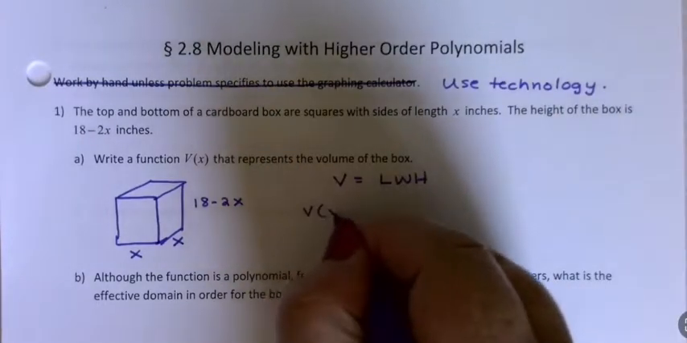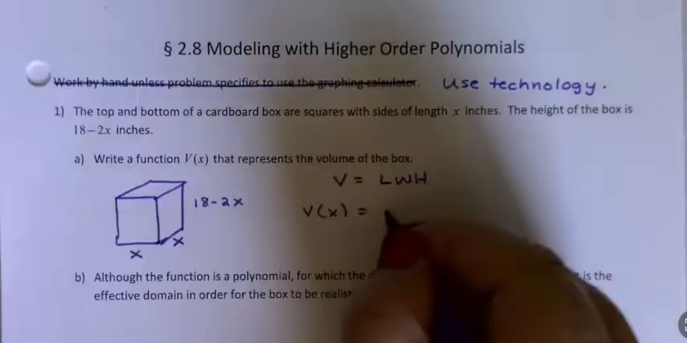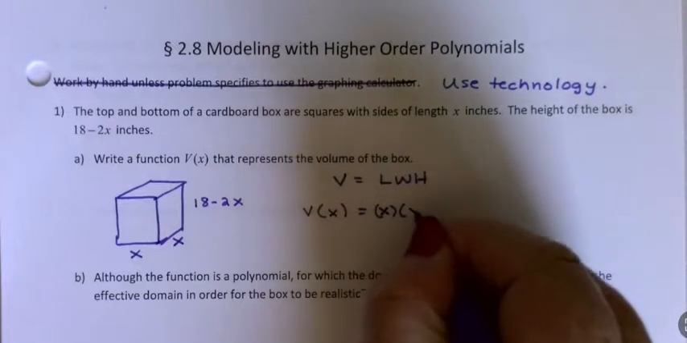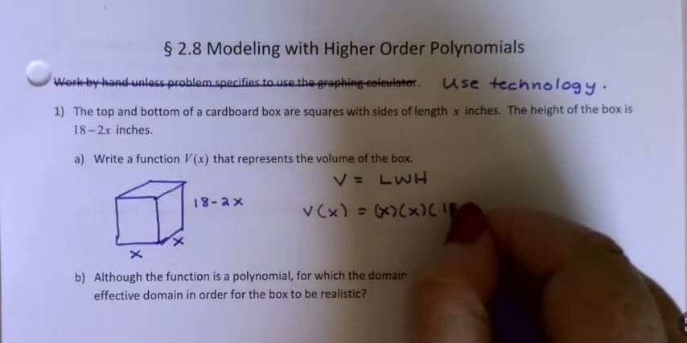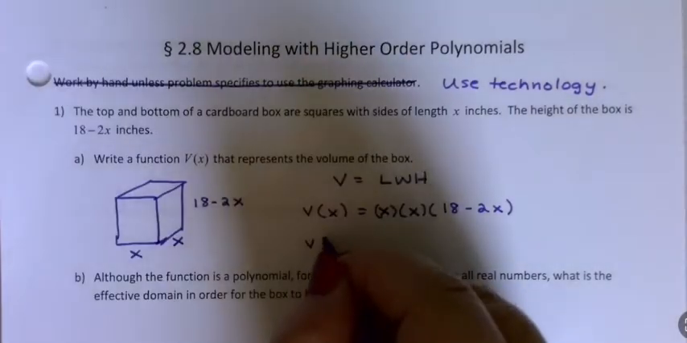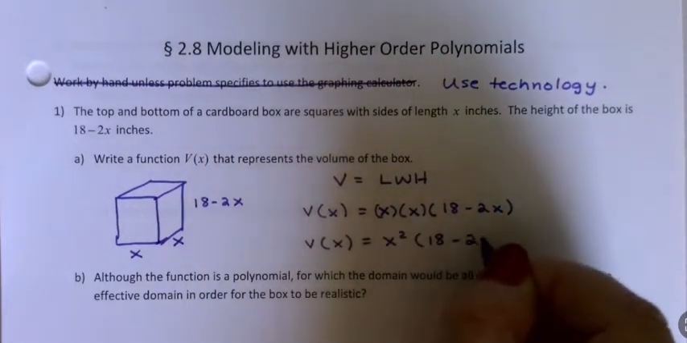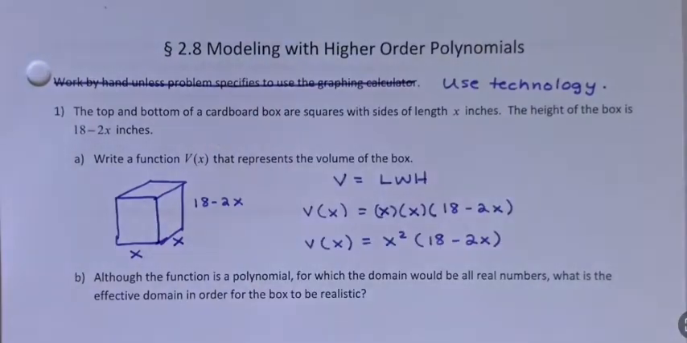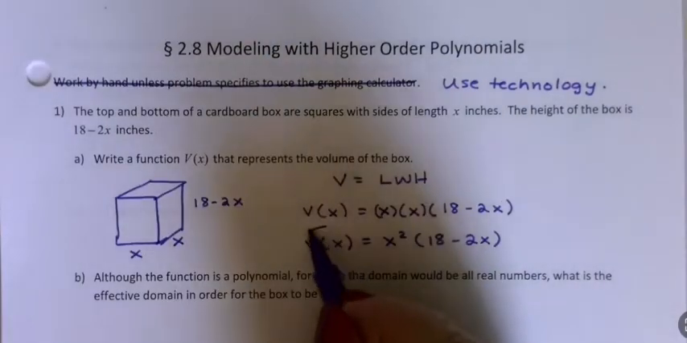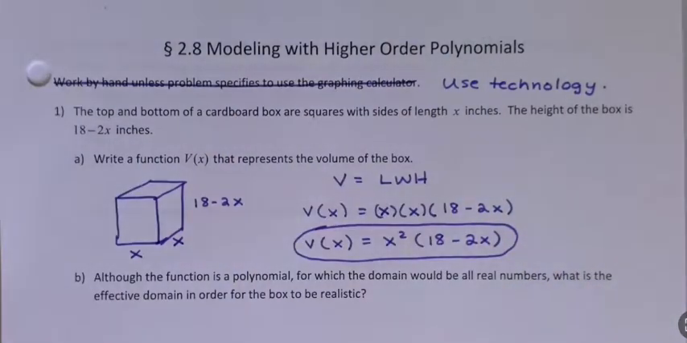So to write my volume as a function of x, I'm just going to literally multiply length times width, x times x, times height, 18 minus 2x, which is x squared times 18 minus 2x. I'm going to leave that in its factored form. If I need it multiplied out later on, I can always do that. But typically factored forms are helpful. So I'm going to go ahead and leave the factored form here. Okay. So there's my volume equation, just length times width times height.